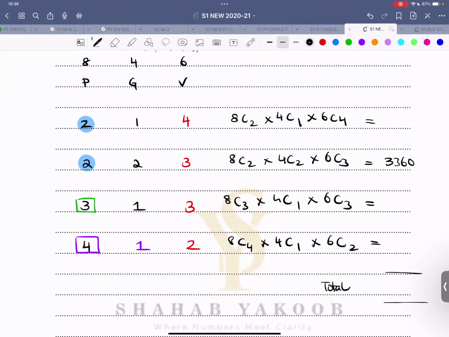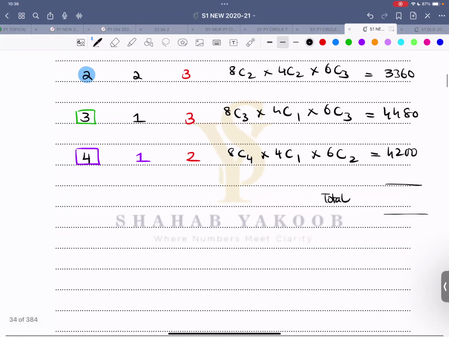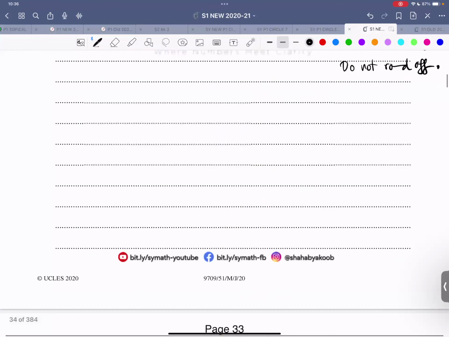Do double check my working. 8C2, 4C1, 6C4, that is 1680. And then 8C3, 4C1, 6C3, that is 4480. And the last one, 6C2, 4C1, 8C4, that is 4200. So now all together, this is 13720. This answer is exact. Do not round off because exact answers need no rounding off. So this is question number 4.